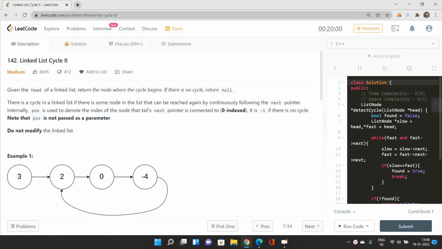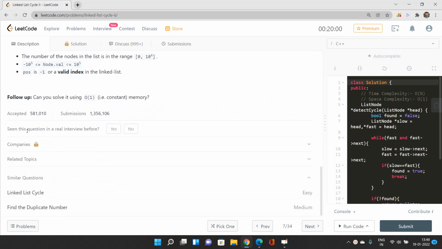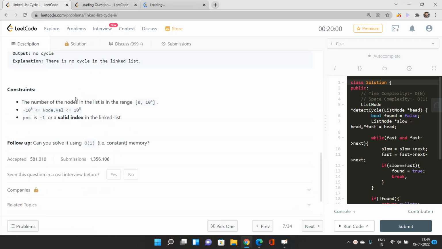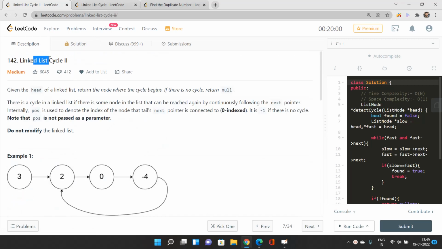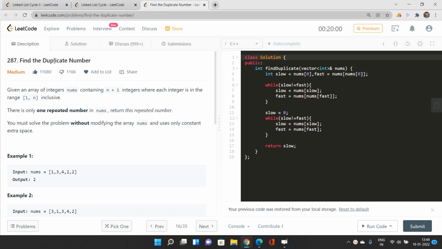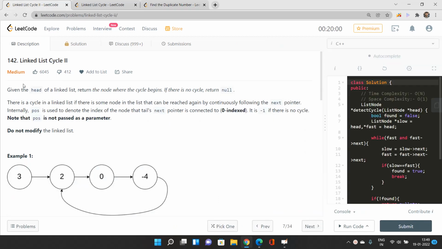Today in this video we will be talking about the Linked List Cycle II problem of LeetCode. It is a medium problem, and its index is 142. You might be interested to know what the first problem is, Linked List Cycle I. You can go over there. Linked List Cycle II is an extension of the very first problem, which was an easy one. The problem Find the Duplicate Number can also be solved using the same concept that I will be talking about right now.